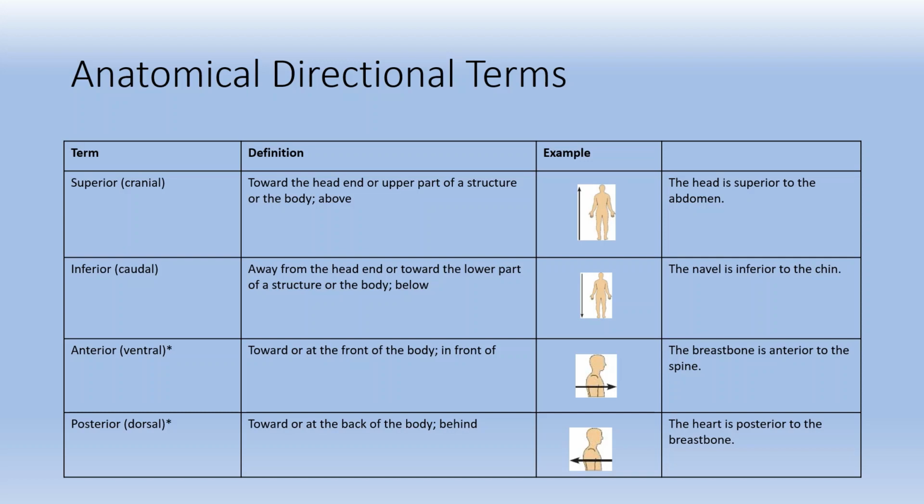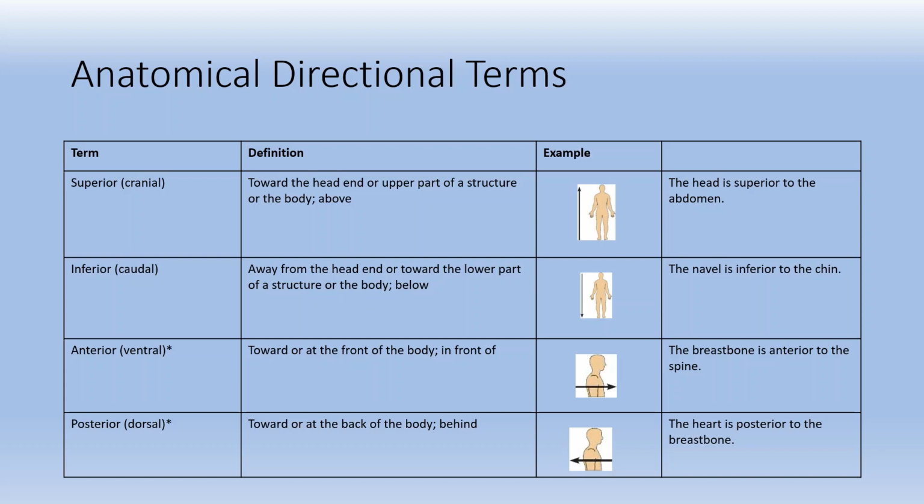Next, we are going to get into directional terms. Again, these terms are used to describe relationships between different structures throughout the body. On the left-hand side of the chart, you will see the term. In the second column, you will see the definition. And in the fourth column, you will see an example of how to use that term. You will see this in lab where you will gain more practice with it. However, I am going to briefly go through each of the terms.